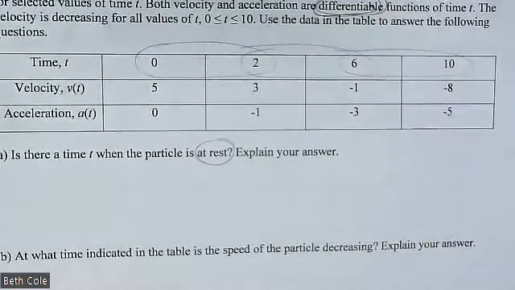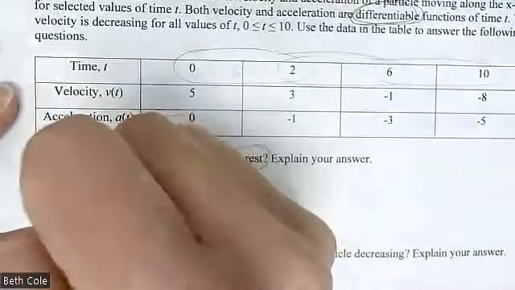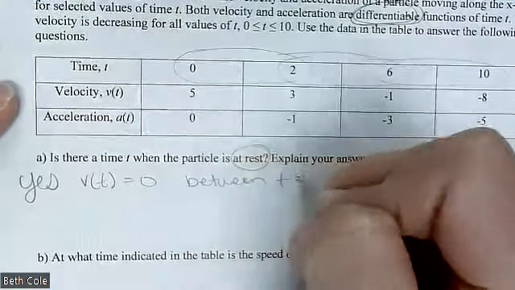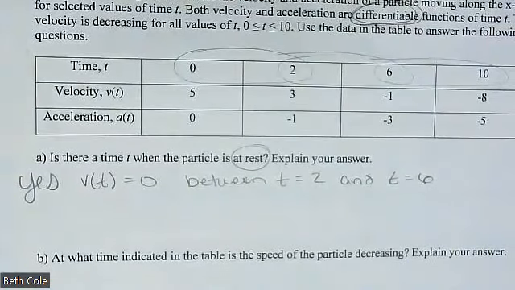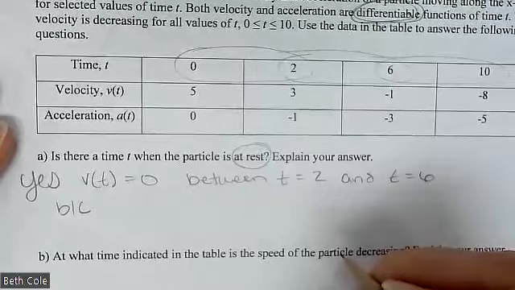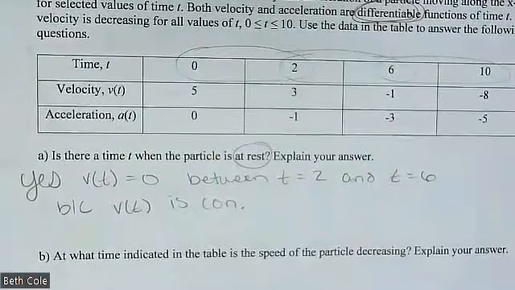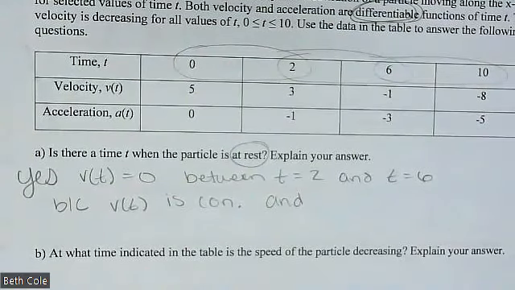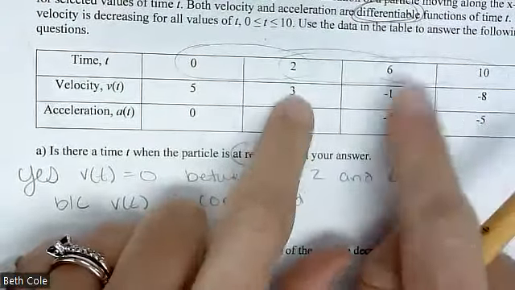So we're going to take everything we just said there and try to put it into a concise sentence. All right. But in essence, it's yes. Velocity equals 0 between t equals 2 and t equals 6 because velocity is continuous. Because it was differentiable, we know it's also continuous. And you have to, in some capacity, say that 0 is between these other two numbers.